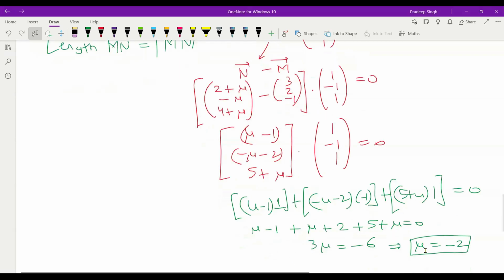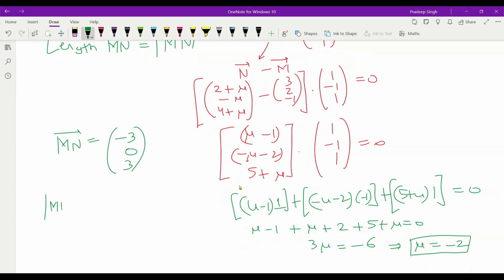So the value of mu which we had gotten was minus 2. Let's put that in this particular bracket. So we will get the MN vector, with mu equal to minus 2. Minus 2 minus 1 will become a minus 3 as the x coordinate. If you put minus 2 here, the y coordinate will become a 0. And again, if you put mu as minus 2 in the z coordinate, 5 minus 2 will become a 3. So this is our MN vector.